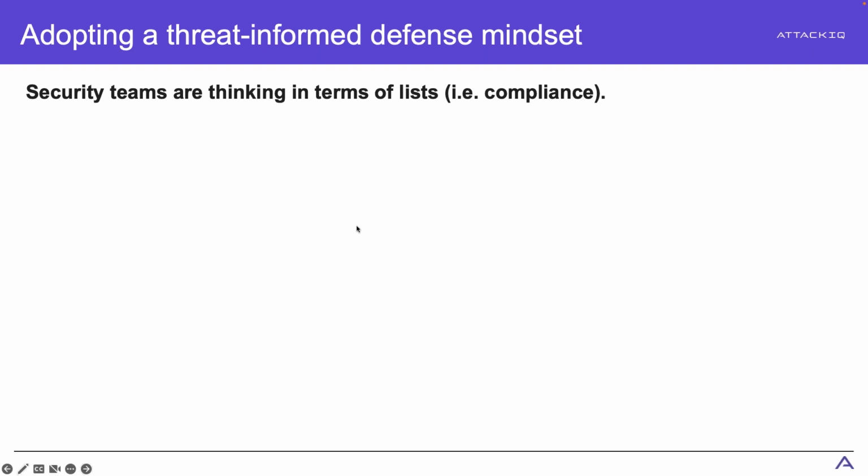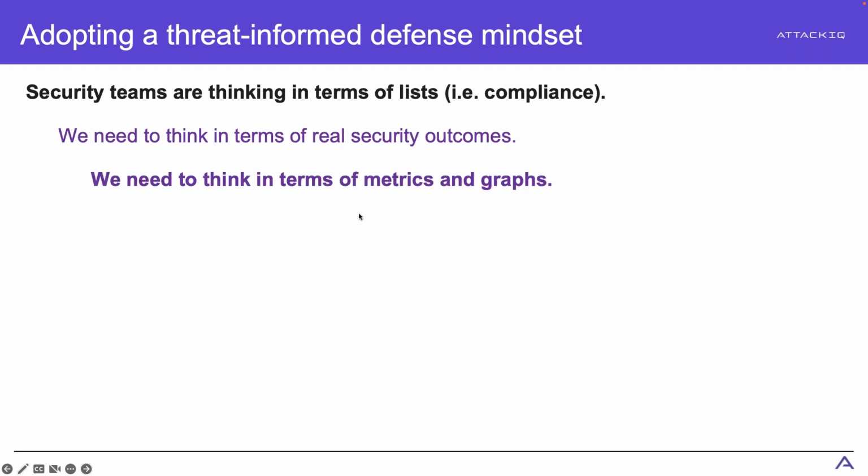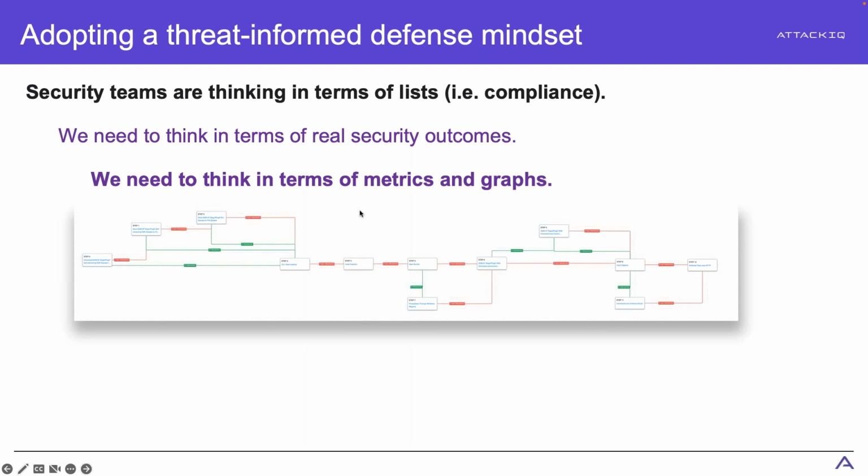In the past, and I know I've done this as well, we think in terms of lists, we think in terms of compliance, checking the boxes, and I get that, we have to do that. Compliance is important, it's a requirement. But in order to continue to up our game, we need to continue to think in terms of real security outcomes and in terms of metrics and graphs.